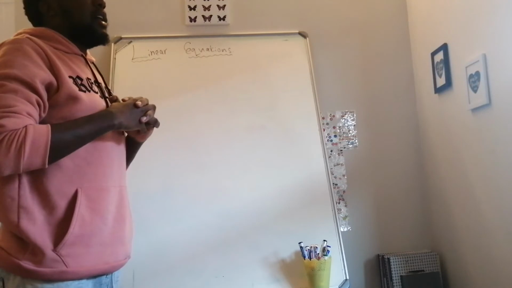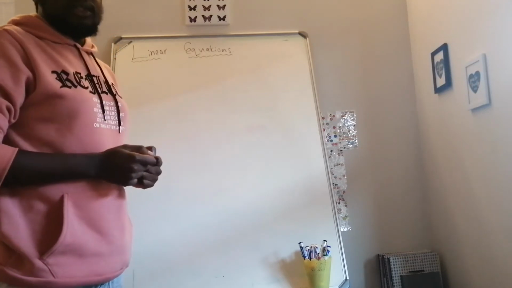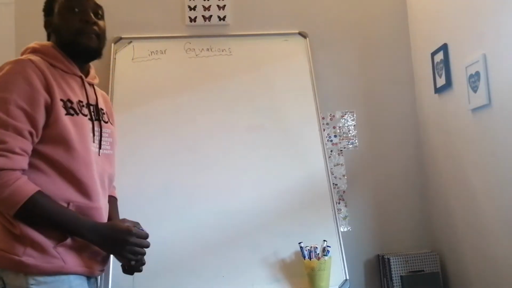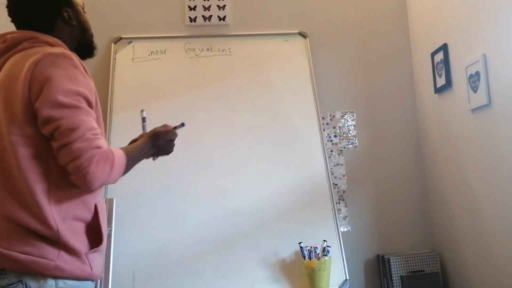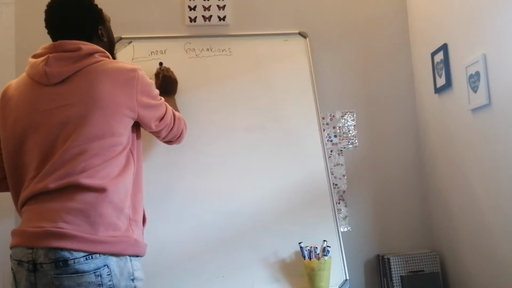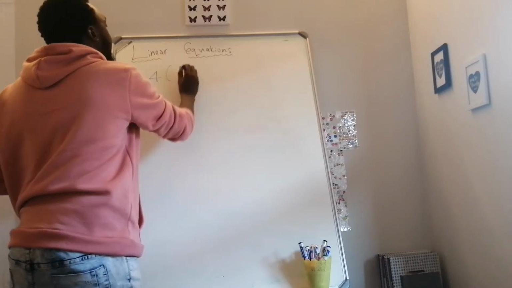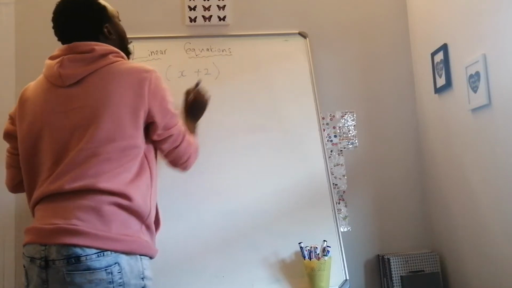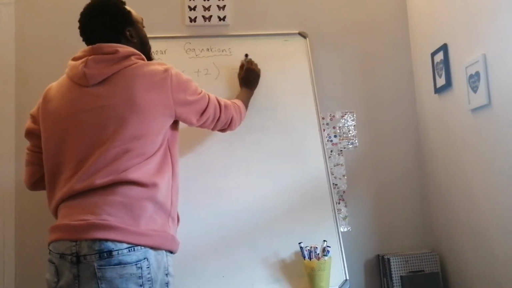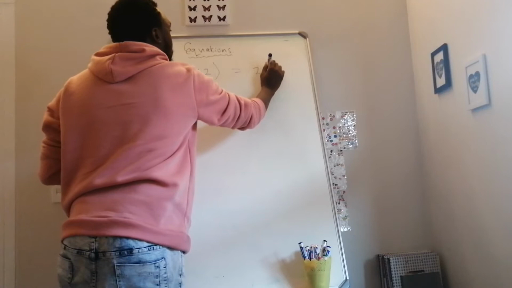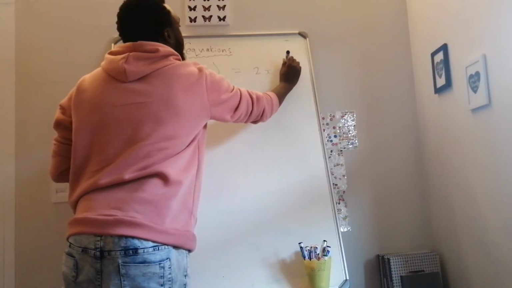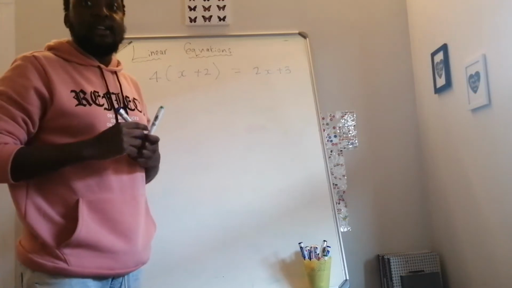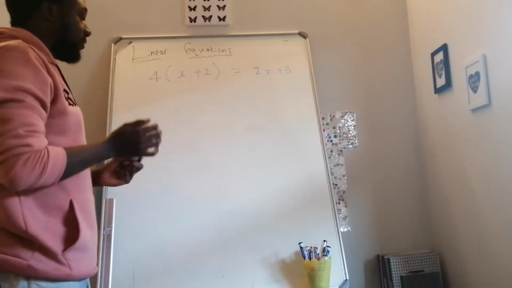So, I want us to do more examples on how we solve linear equations that have brackets. So, let's do more examples on that. Let's take 4(x + 2) = 2x + 3. Totally made that up. So let's just try solving it.